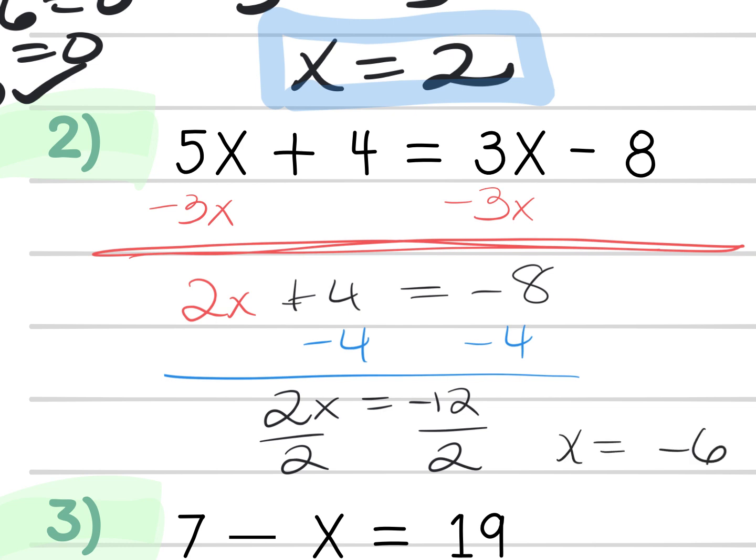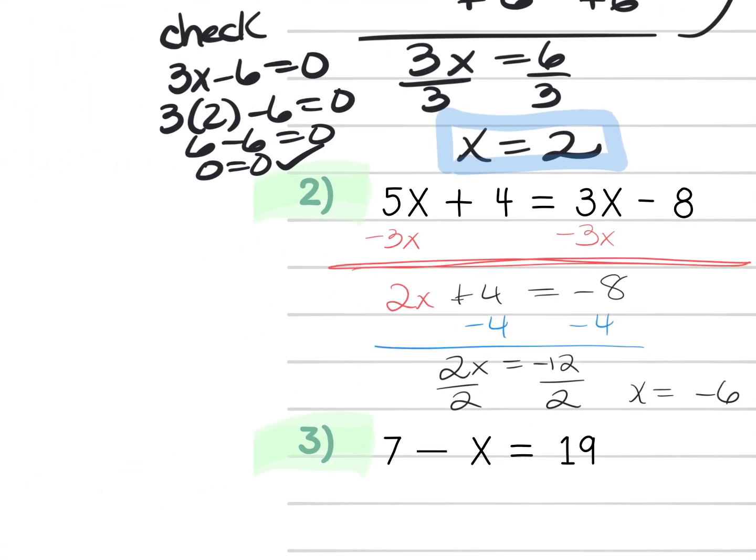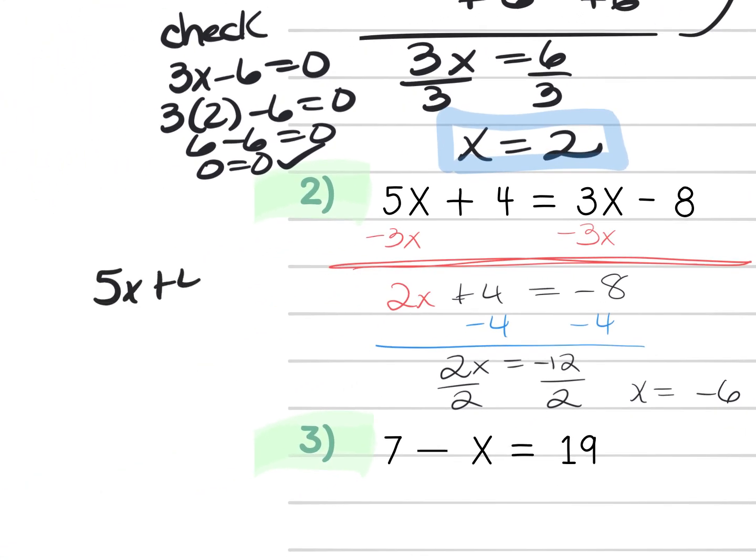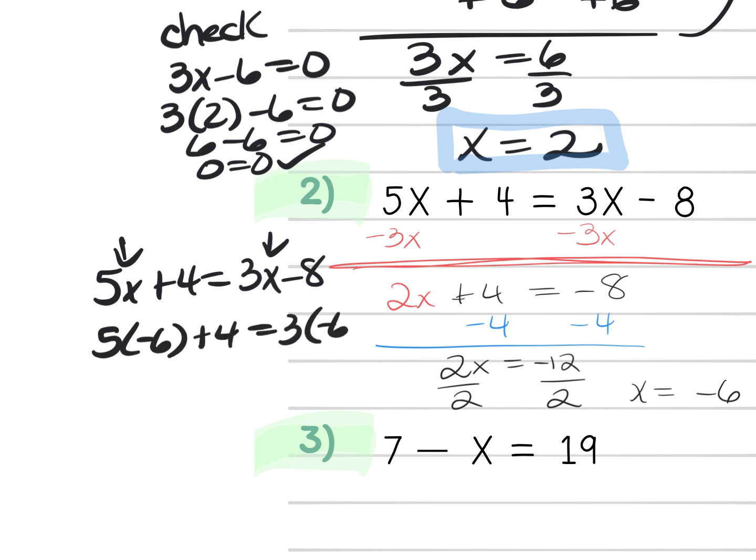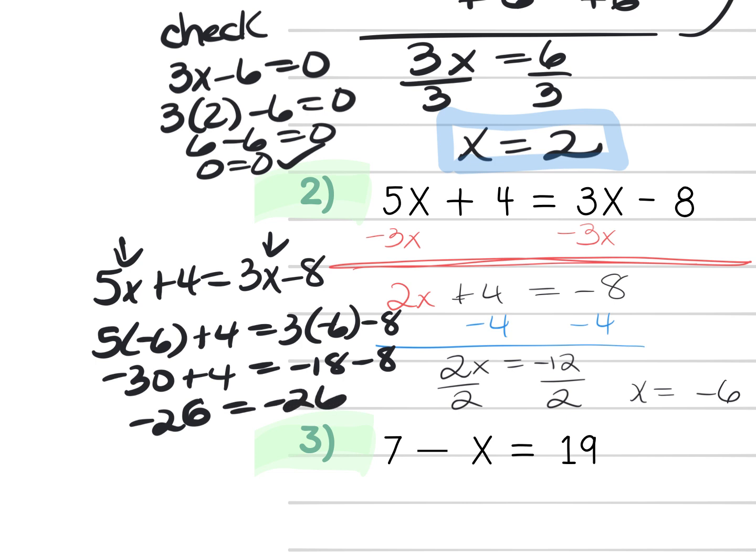Watch your signs, okay? And again, remember, you can take this and plug it back in. So if I did the check on this one, I take my original problem, replace both of these x's with negative 6. So 5 times negative 6 plus 4, and then 3 times negative 6 minus 8. Negative 30 plus 4 gives me negative 26. And then over here, negative 18 minus 8 is also negative 26. This is a true statement.